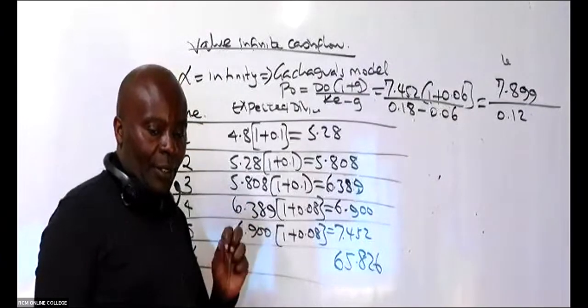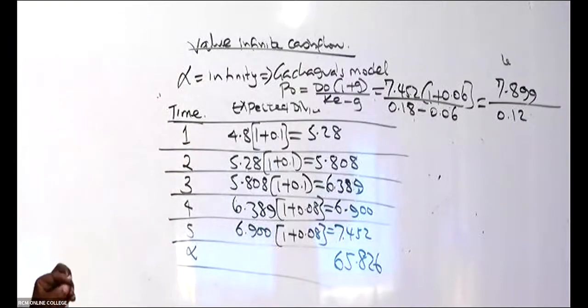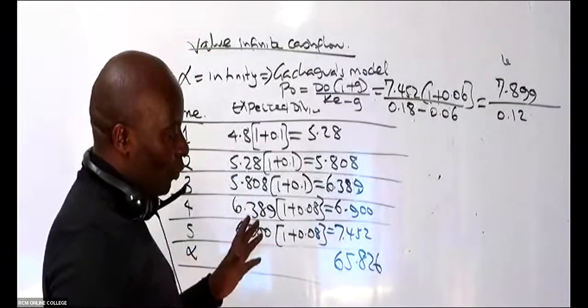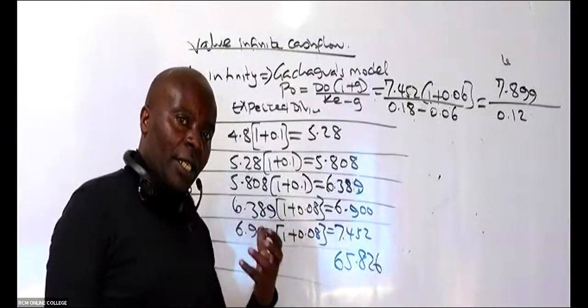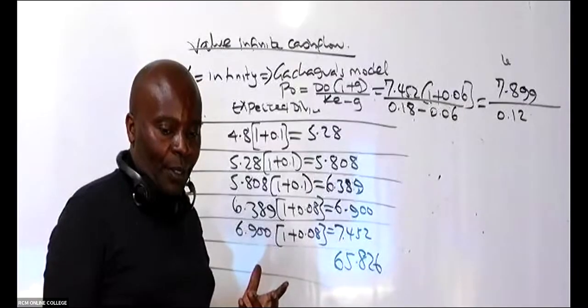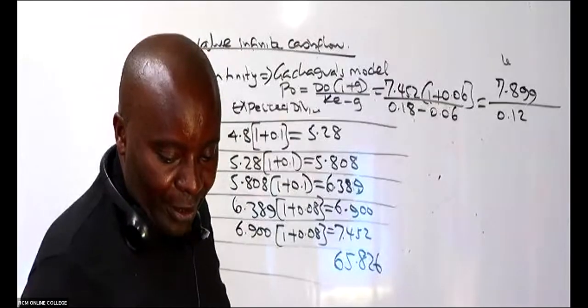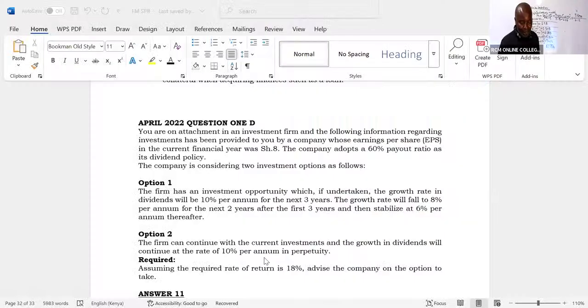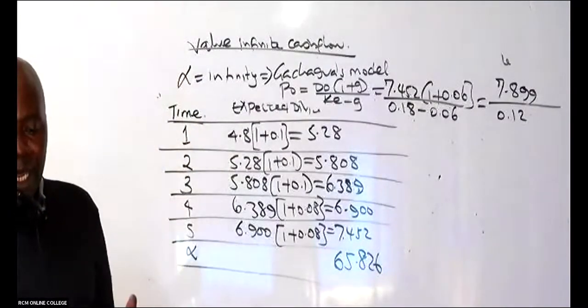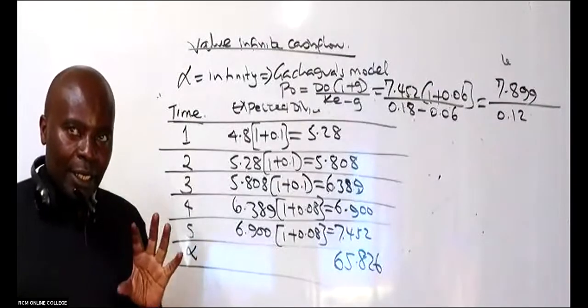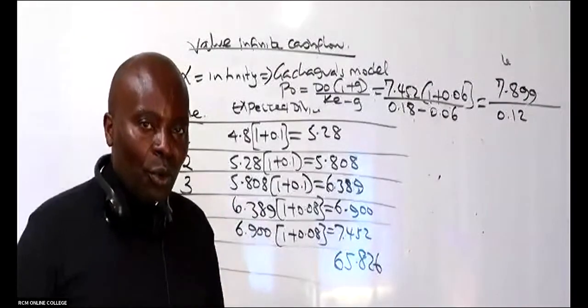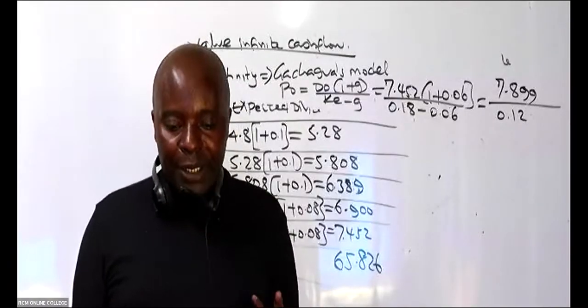Ladies and gentlemen, if there is anything I would want you to really gain out of this session, it is how to calculate this infinite cash flow. Pardon, 18% has been given. 18% is the required return. It is here. Assuming the required return is 18%. So anytime you hear about infinite, always remember Gachagua's model: D0, growing, Ke minus g.